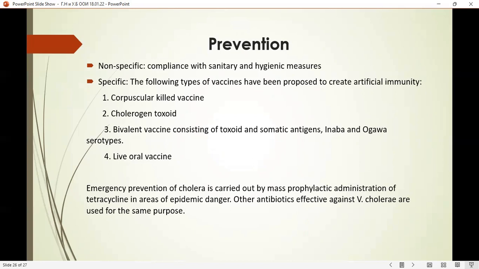Emergency prevention of cholera is carried out by mass prophylactic administration of tetracycline in areas of epidemic danger. Other antibiotics effective against Vibrio cholerae are used for the same purpose.